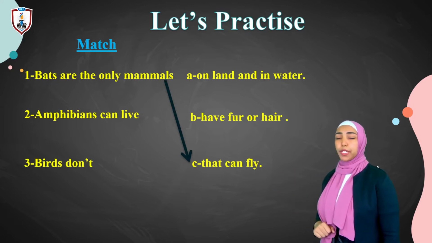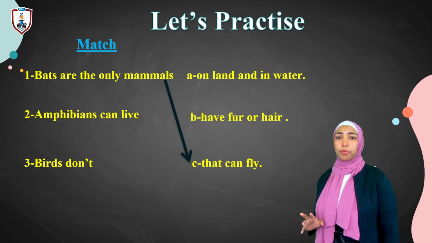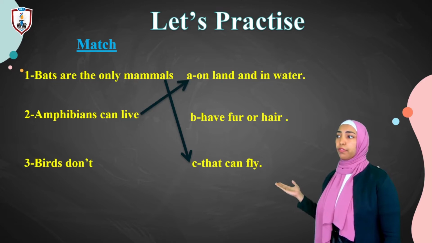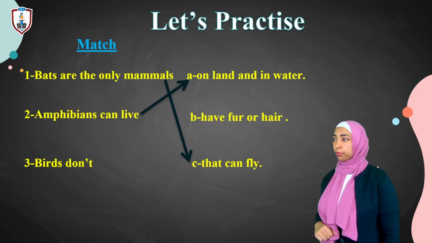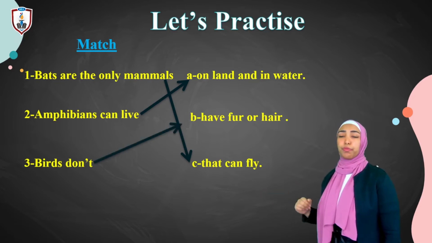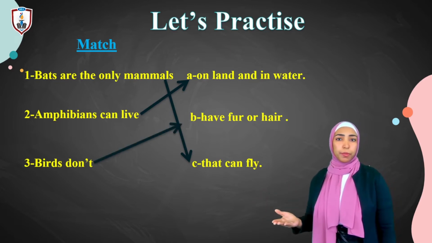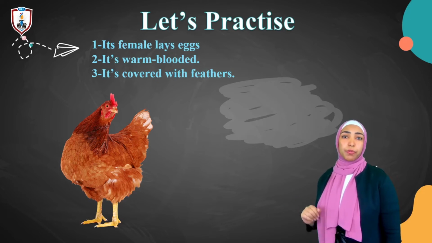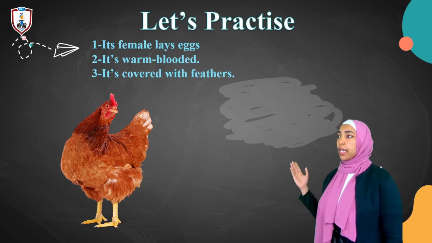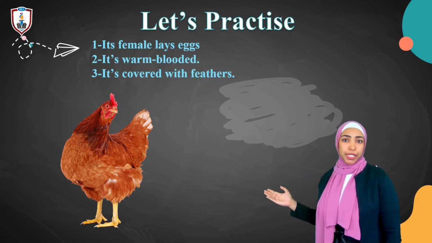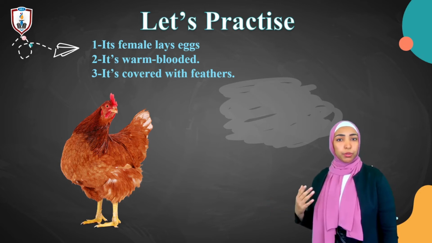Number 2, amphibians can live. You remember the amphibians? Like the frog and the toad? Yes, they live on land and in water too. Birds don't. Yes, they don't have fur or hair. They have what? Do you remember? Excellent, feathers. And now we have another question. Try to guess the kind of this animal. Its female lays eggs. It's warm-blooded. It's covered with feathers. So which group? Good job, the birds.